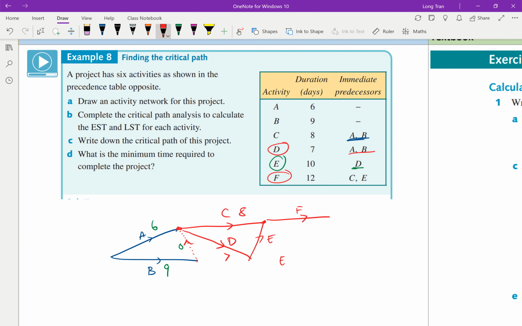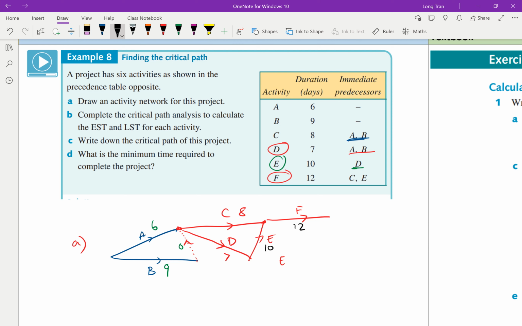See what I'm doing there? That now describes that E and C need to complete before F can finish. E needs to be done after D, and D can be done after B and A are complete. That's describing the precedence table. So the first step, draw the activity network, I've done. I need to put in the weights. F is 12. E is 10.